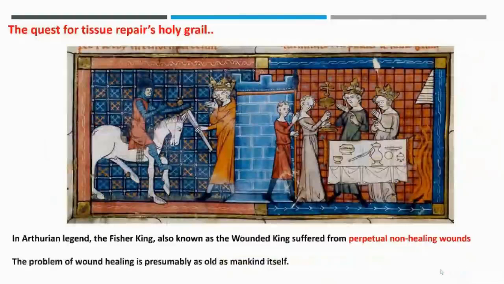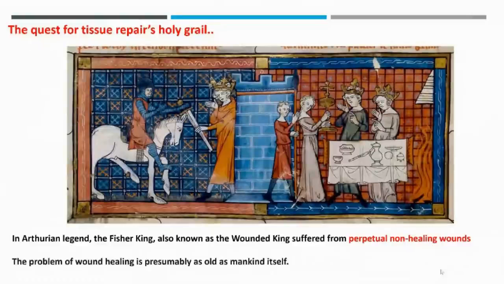So the title was the question or the query regarding the Holy Grail, right? Those who are familiar with the Celtic and the Norman legends, many of you would have heard about the Fisher King, who is also known as the Wounded King. And he has a non-healing wound, okay?